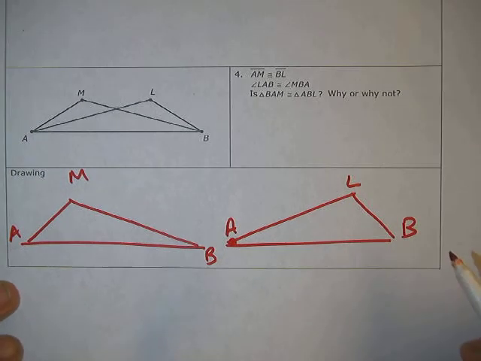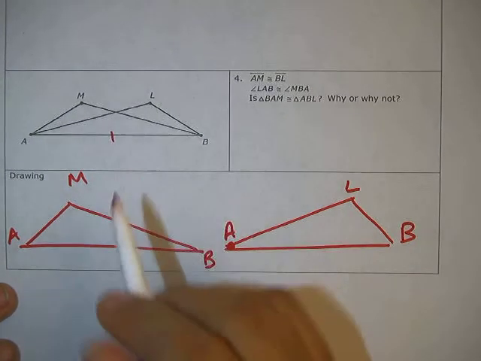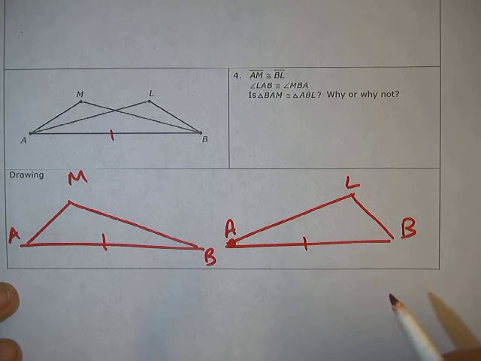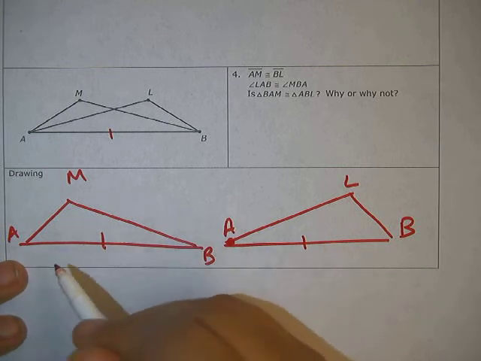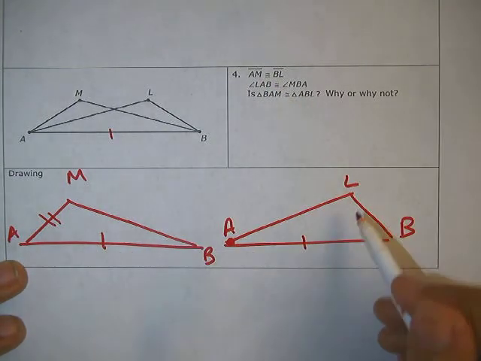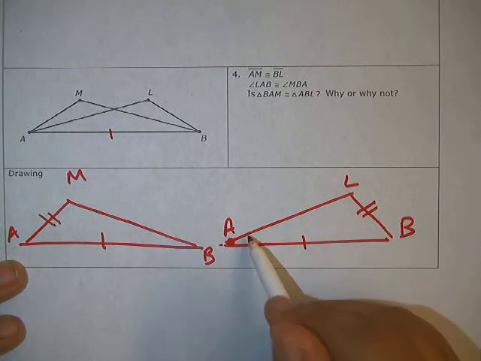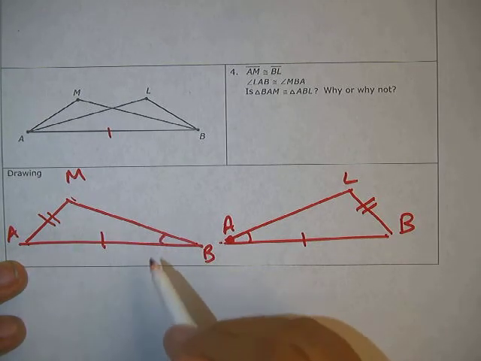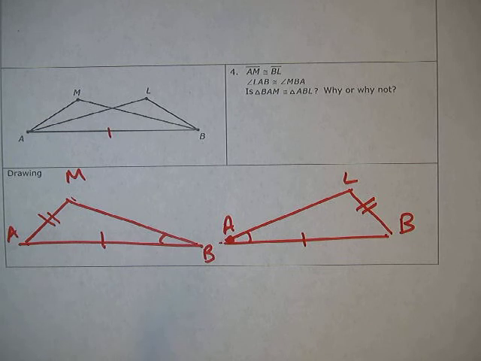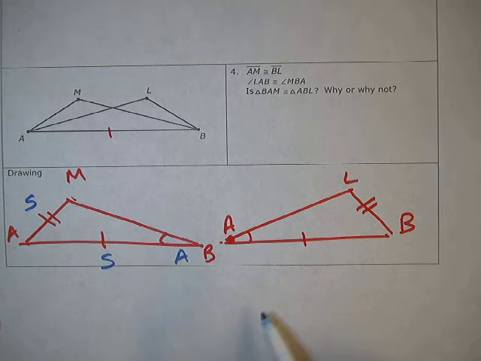And probably the first thing you want to mark is that the shared side, again, by the reflexive property, is congruent to itself. So let's just mark that off instead of hoping we remember at the end of the problem. So it's the same side, so it has to be congruent. Then they tell us AM is congruent to BL. Then they tell us LAB is congruent to MBA. So the question is, are the two triangles congruent?